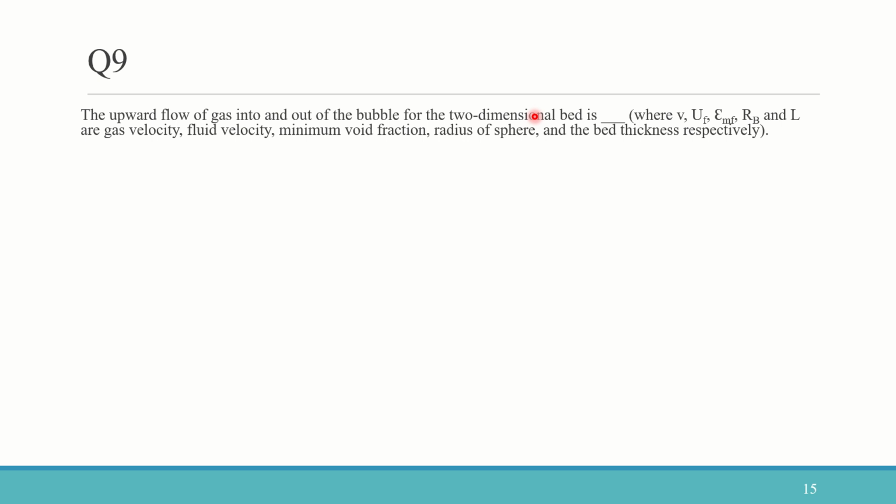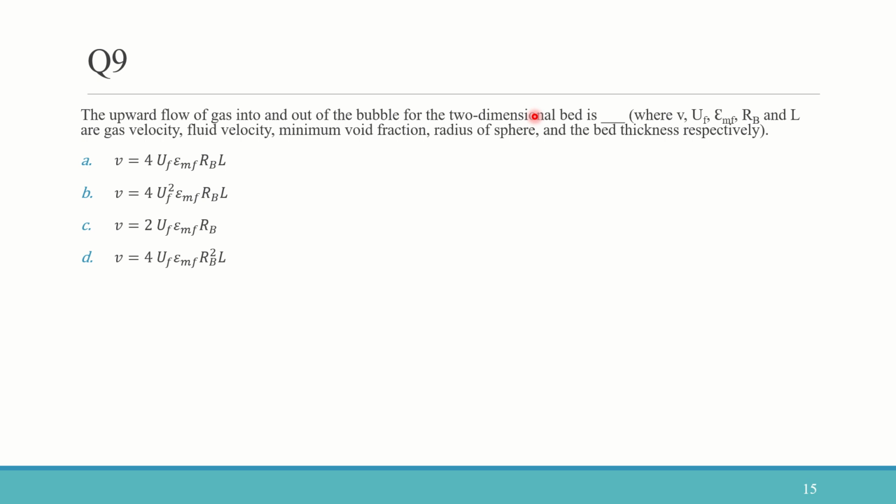So these small tricks can help you. Coming back to the options: option A, V is equal to 4 into UF into epsilon MF into RB into L. Option B, V equal to 4 into UF square into epsilon MF into RB into L. Option C, V is equal to 2 into UF into epsilon MF into RB. Option D, 4 into UF into epsilon MF into RB square into L.